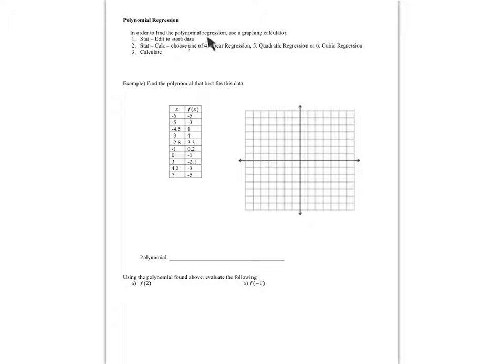In order to find the polynomial regression, use a graphing calculator. So this will not be on the test tomorrow. You need to know how to do this. The type of question will be here, but these instructions will not be here, so you need to know that.